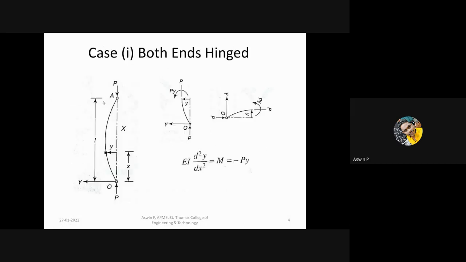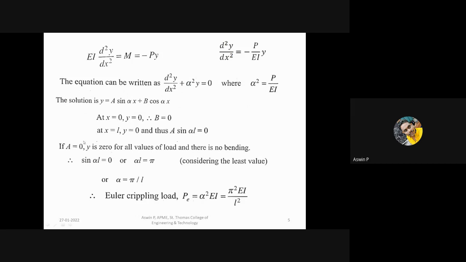But it is not possible because you can see in intermediate points, when coming to this point, there is a deflection y. So we cannot put A as 0. Otherwise y will become 0 and there will not be any bending. So we cannot take A as 0. So we have to substitute sine alpha L as 0, or alpha L as pi.